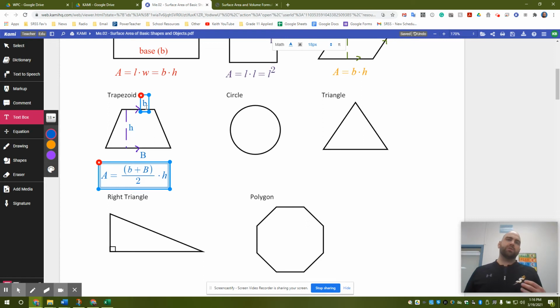So find the average of little b and big B. So little b plus big B, divide by 2. And then we multiply that by the height. And that's going to give us the area of a trapezoid. Now, we don't take a look at a lot of trapezoids. Those are a little bit more uncommon, but they could come up. And so I want to make sure that you have the equation for that.